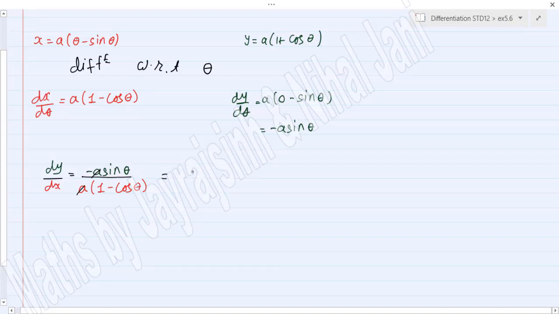And for further simplification, we can say sin theta is 2 sin theta by 2 cos theta by 2. And your 1 plus cos theta is 2 cos square theta by 2. So 2, 2 and 1 power of cos will cancel out. We will get minus tan theta by 2 as your simplest answer. Ta-da!